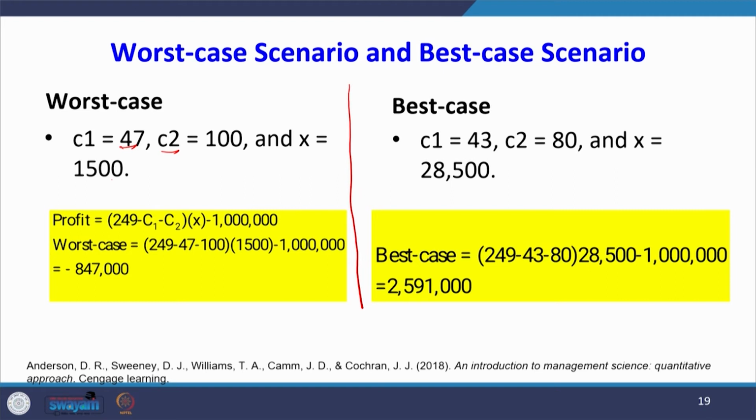The best case is, because it is a cost, the lowest value of labor cost, the lowest value of part cost and the highest value of the demand, which is also provided to you. In that case you will be getting $2,591,000 as your profit. So, the lower limit of the profit at the worst case is an $847,000 loss and the best case is $2,591,000.